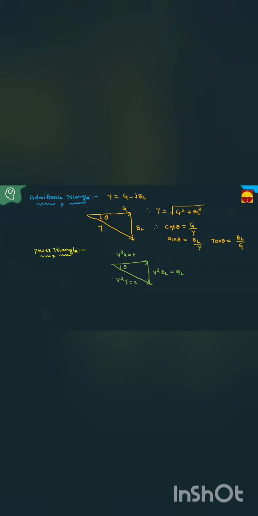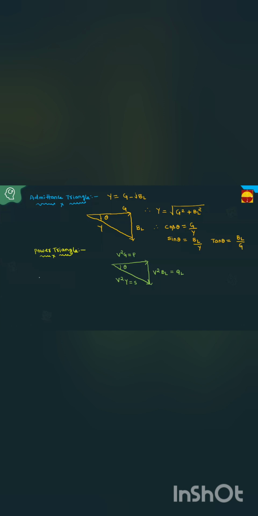This is the theta. Very important observation, students, that you have to concentrate. V square into G is active power. Active power units is what? V square into BL, inductive reactive power. Units are reactive volt ampere. V square into Y is apparent power, that is volt amperes.